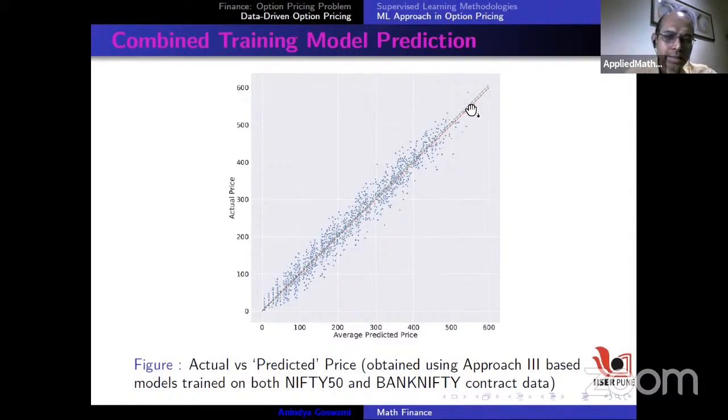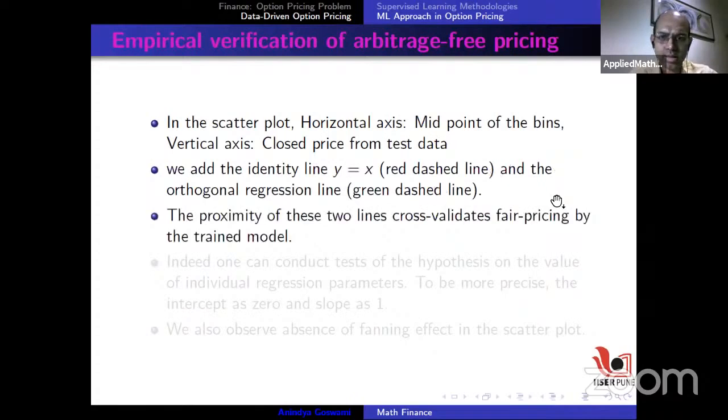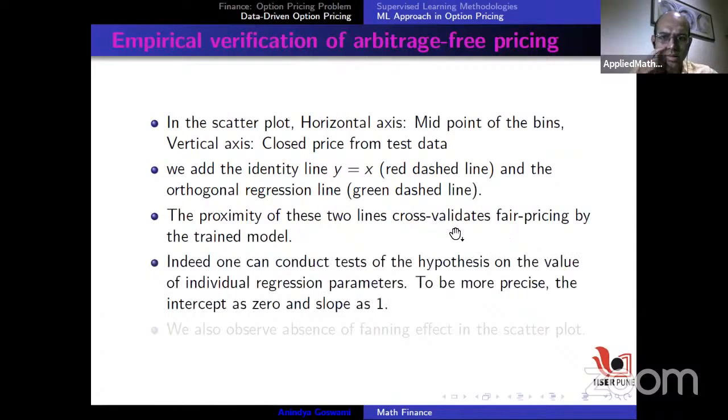Of course, if the model is working well, we should get this type of behavior. It should be in the middle, but the proximity of the red and green lines can be taken as a measure of fairness, of whether there is any bias in the pricing. So that is our recommendation for data-driven option pricing investigation. We add the identity line, and the green line, the orthogonal regression line, and one can check the proximity and test the hypothesis that the slope of the regression line is really 1 and the intercept is 0. This testing gives confidence about whether the pricing is unbiased.